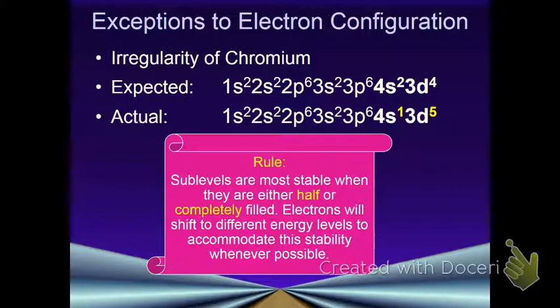Half filled and completely filled shells are more stable, so it shifts them. Okay? So chromium is the first element that we come to that does that. We would expect it to be 4s2, 3d4, but it's not. It's 4s1, 3d5 because it's more stable for it to be half filled.